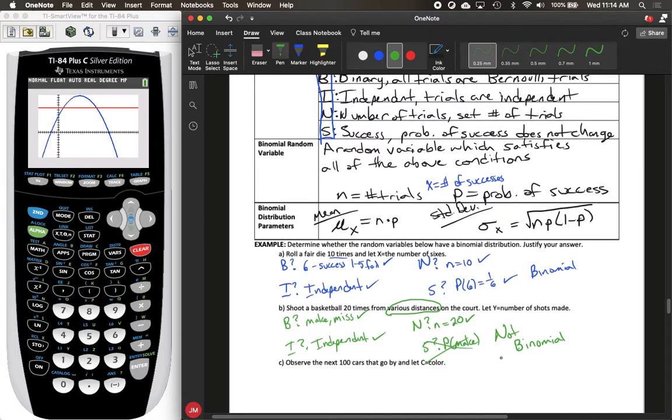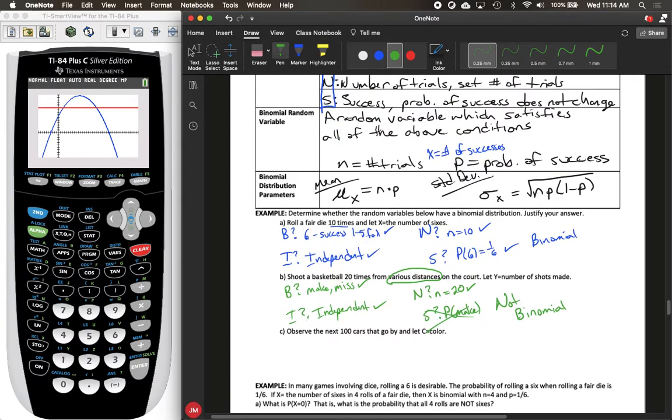All right, let's go ahead and look at C then. So observe the next 100 cars that go by and let C be equal to color. So for the first part, for binary, for success and failure, well, they didn't give us a lot. They just told us that C was color, and we're recording, I guess, the color, but how do we know if it's a success or failure? We don't. So actually, right away, it does not meet that criteria for it being binary, and so we're going to say that this is not binomial.